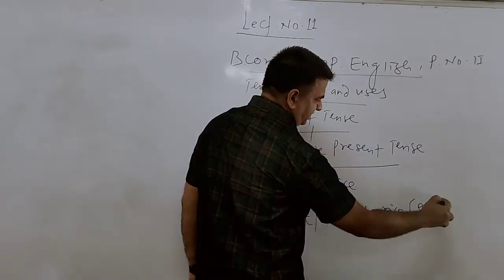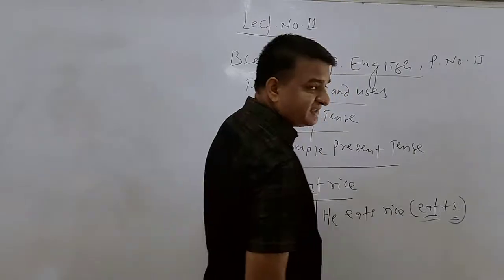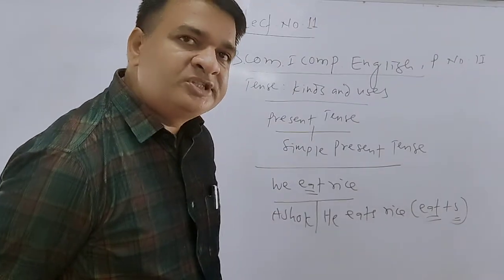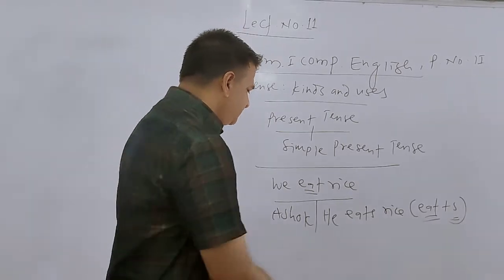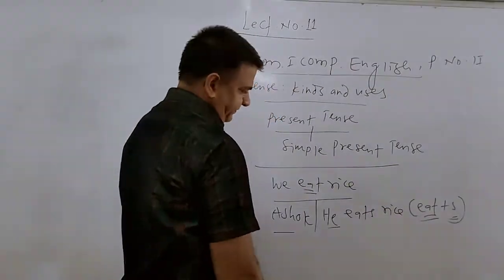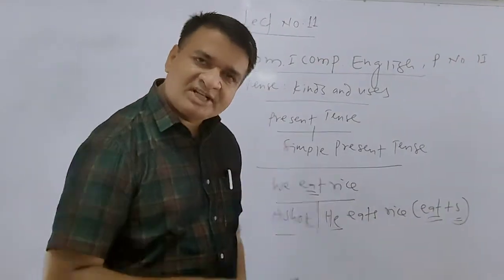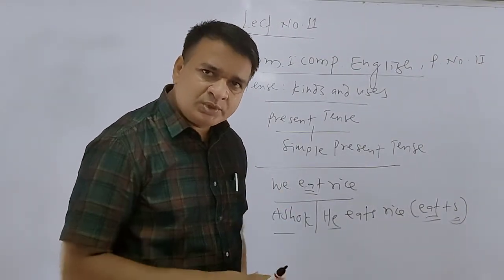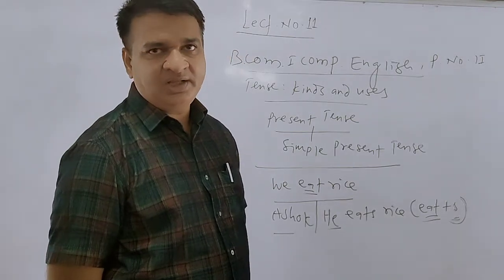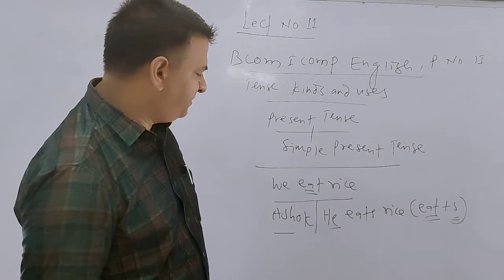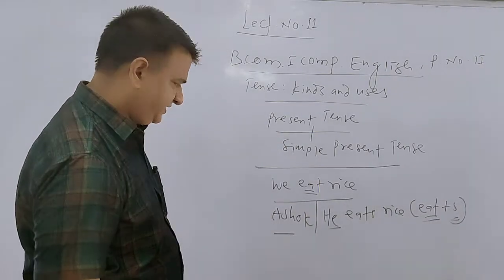So the verb is eat plus s. This is the basic form, and this is the s form we use in the simple present tense for the third person singular. For the first person I, we use it simply. For the second person you, and the plural you and we, we use it. For the third person plural they, we also use it. But for third person singular cases, we use eats.